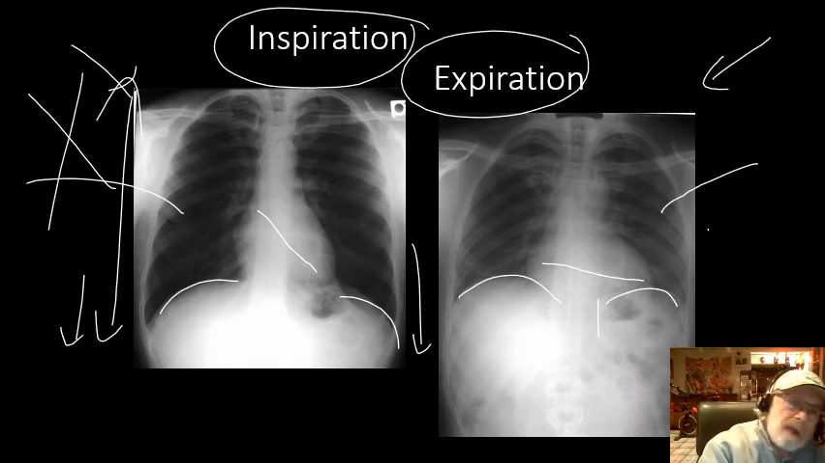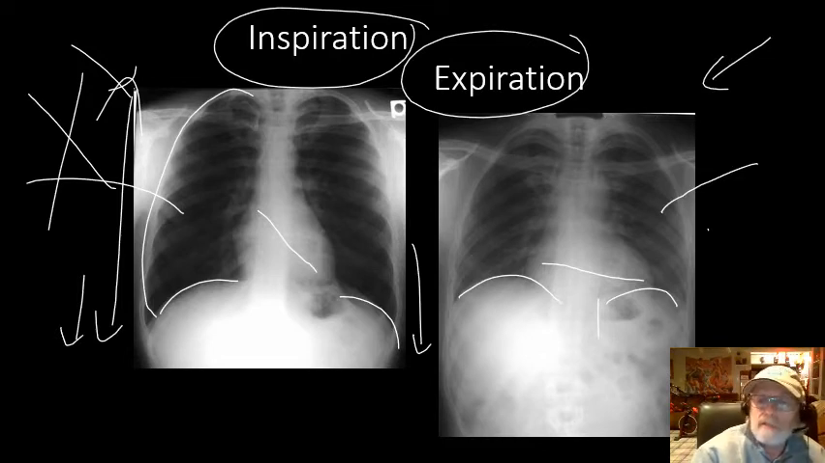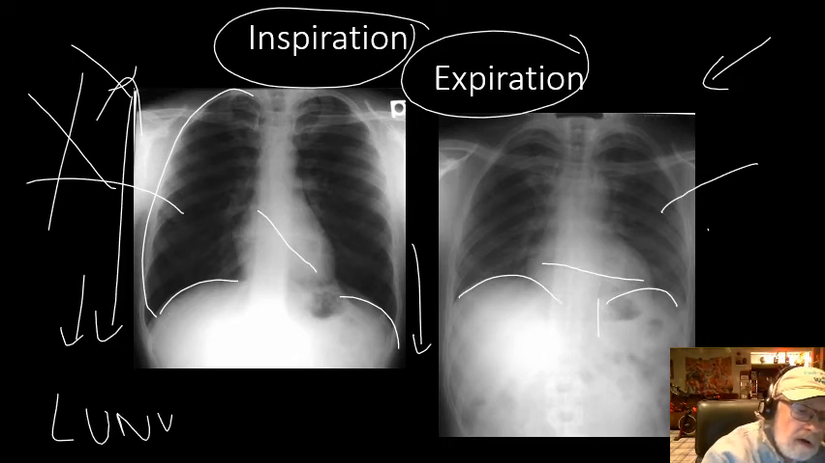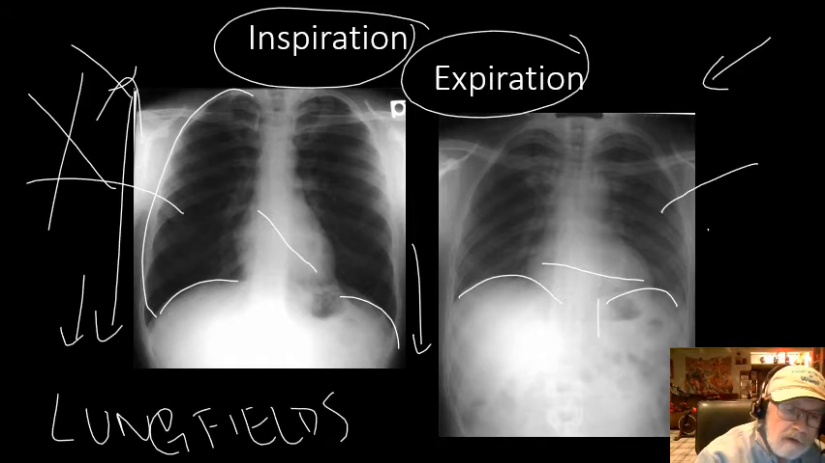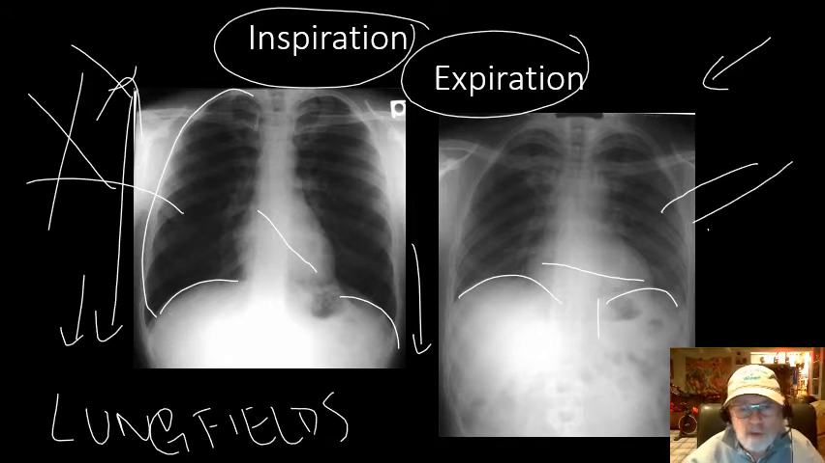So here, because the lungs are filled with more air, the lung field, these are called lung fields, by the way, will look blacker because they're more full of air. Over here, the lung fields are a little bit grayer. They're not as black, they're a little bit whiter, grayer, because there's not as much air there, okay?